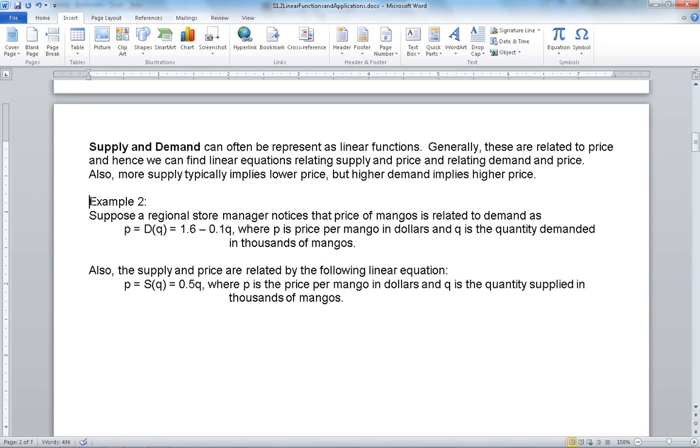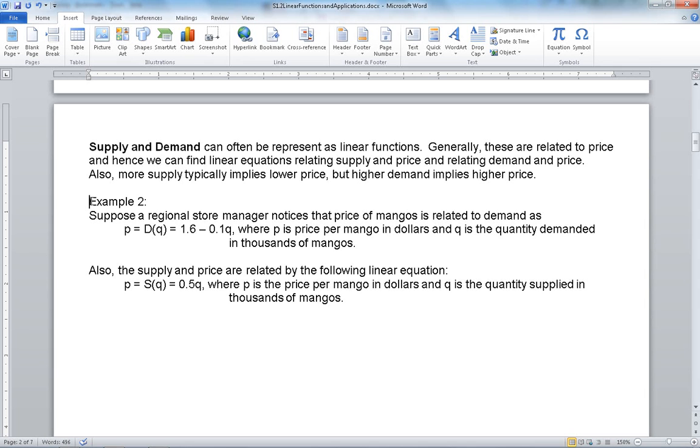So in this case, let's suppose that a regional store manager is looking at the price of mangoes, and he relates that to the quantity demanded using the function P. Price is the demand based on the quantity, equals 1.6 minus 1/10, or 0.1 times Q. So P is the price per mango in dollars, and Q is the quantity demanded in thousands of mangoes.